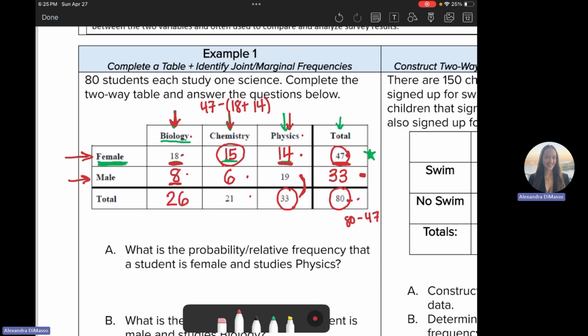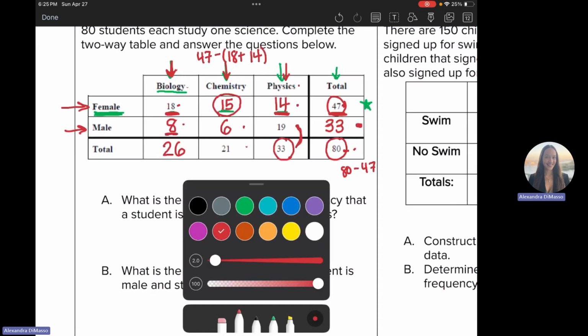So, you've just completed a two-way table. Now we're going to answer the questions. Okay. So let's do a different color now. All right.